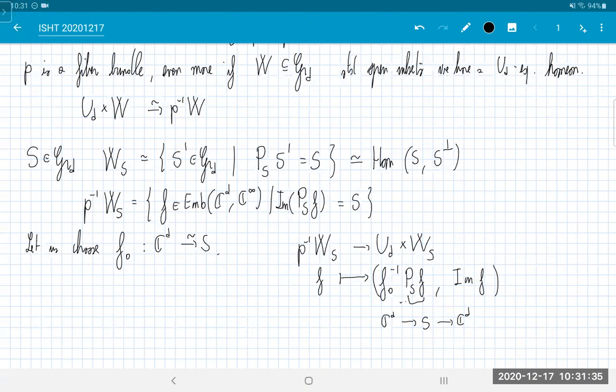Sorry, can you remind me what the capital PS is? Oh, sorry, PS from C infinity into S is just the orthogonal projection into S.